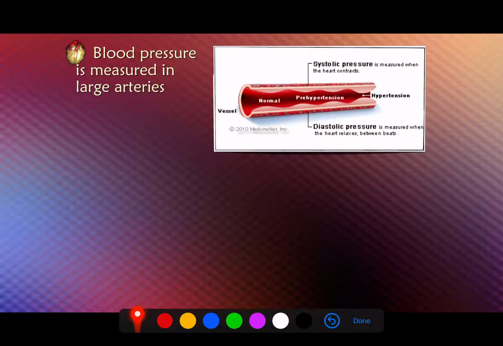Blood pressure is measured in large arteries. And this is because, as you probably answered, these are the vessels that blood is coming from the heart, being pushed out from the heart. In the veins, blood is coming back. So there's going to be more force in those arteries.